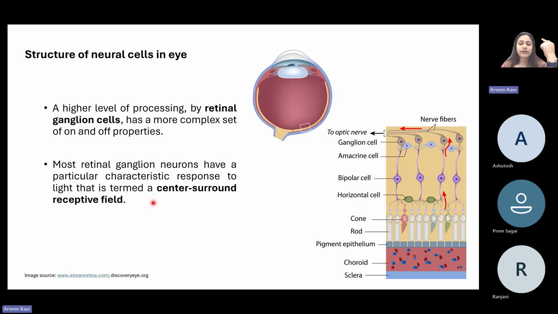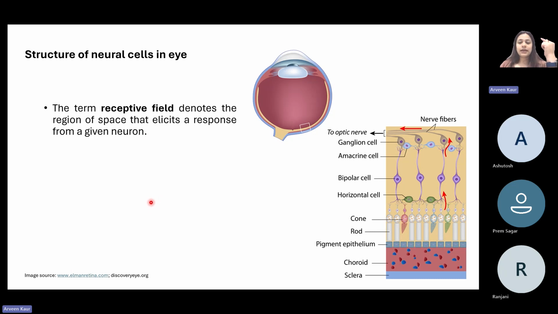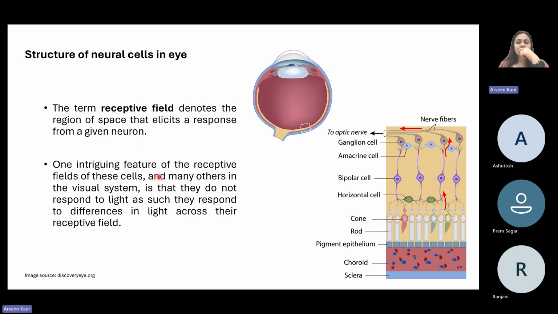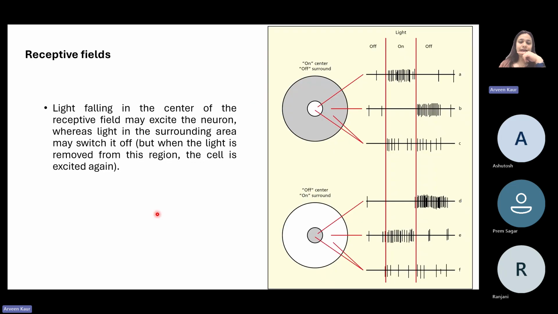So this is where receptive field of the retina comes into picture, right? So the term receptor field denotes the region of space that elicits a response from a given neuron, right? One intriguing feature of the receptor field of these cells and many others in the visual system is that they do not respond to light as such. They respond to differences in light across the receptor field, right? So if there was just light that was coming in, that is not what these neurons will respond to. They will respond to the differences in light, right?